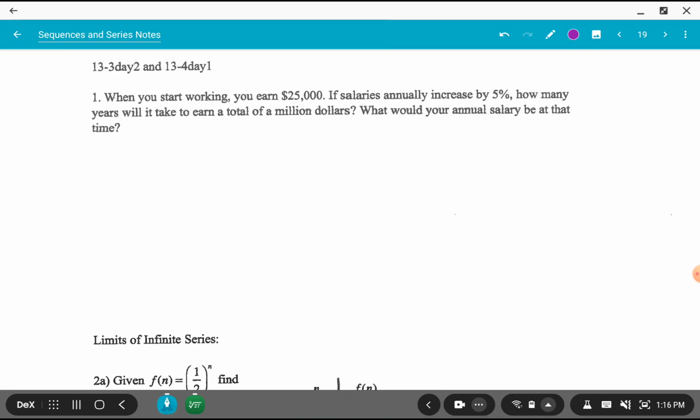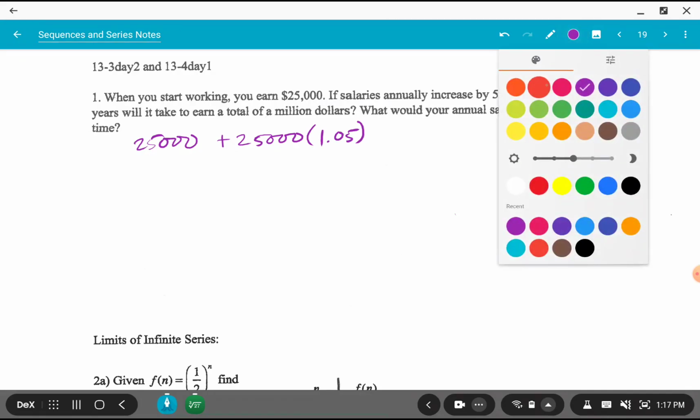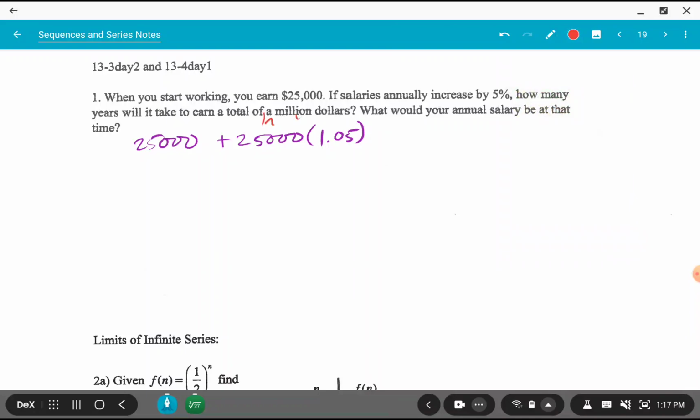Well, if we think about what's going on here, we first start off with $25,000. And then the next year, we're going to earn 5% of that. What exactly is 5% of that? Well, based on what you did in Algebra 2, you know that you're going to have the $25,000, 100% of that plus an additional 5%. So you're going to earn 1.05 times 25,000. That'll be your salary in year 1. So this right here is in year 1.